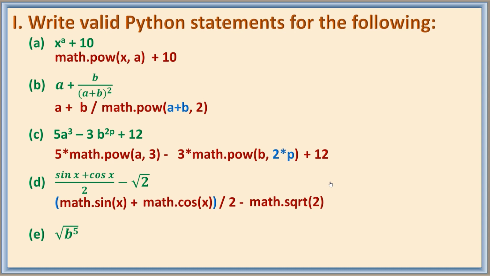Next, square root of b to the power 5. We can write math.pow of b comma 5 for b to the power 5. After finding this, we need to take the square root. So we will write outside of the bracket math.sqrt. While writing, first you can write math.sqrt and then inside the bracket math.pow of b comma 5. For your better understanding, I displayed math.pow previously.